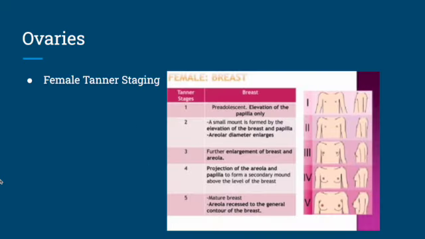And here's the female Tanner staging, same idea, moving from early pre-adolescent development through to Tanner stage 5 of mature adult physical characteristics by somewhere around age 13 to 18.